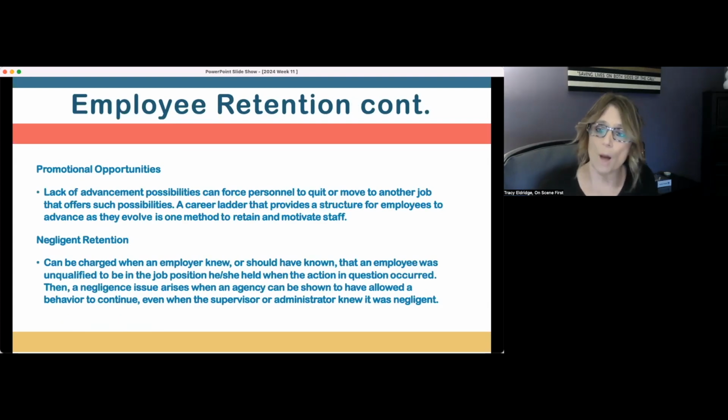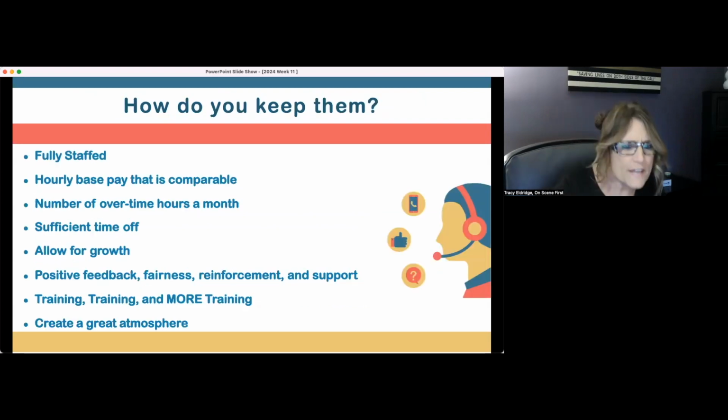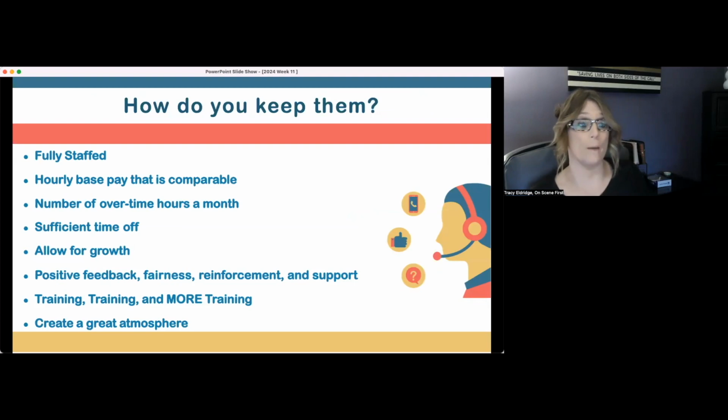Having promotional opportunities matters. Lack of advancement possibilities can force personnel to quit or move to another job that offers such possibilities, as mentioned earlier in today's presentation. Sometimes you don't always see the opportunity to advance folks, but there are ways to do it even if the structure doesn't allow for it. I think I have a full slide on negative retention next, so I'm going to just jump over that one. So how do we keep them?